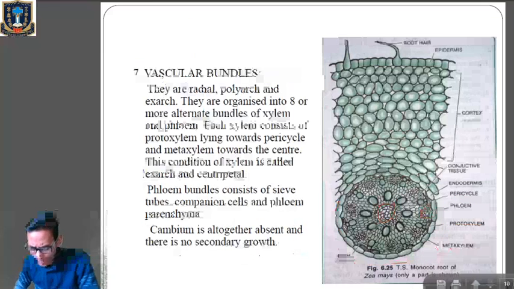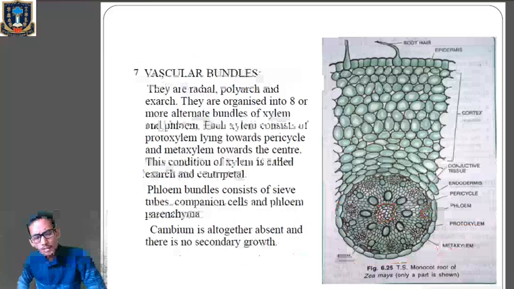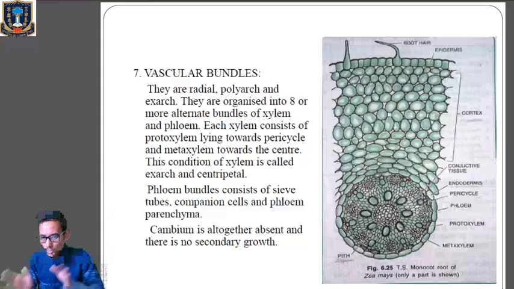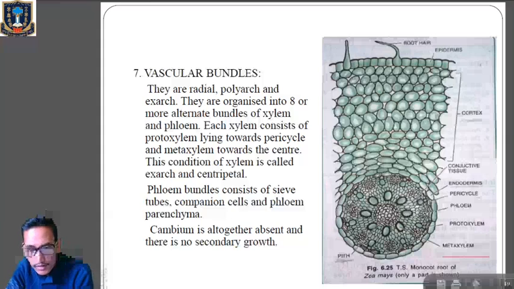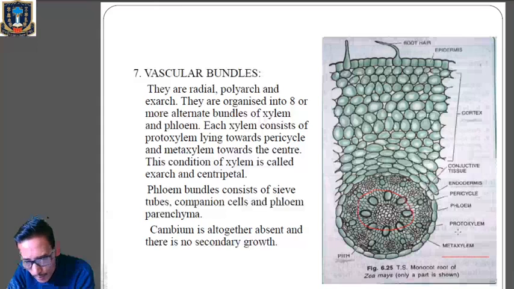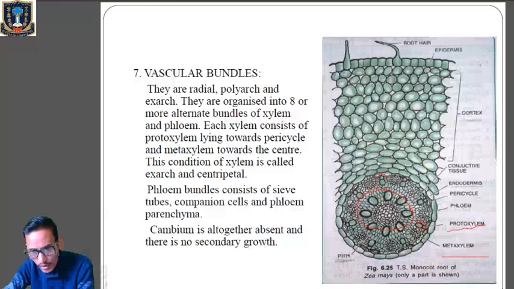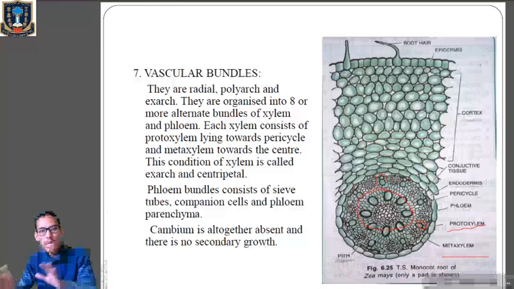Okay, the next one is vascular bundles which are radial, polyarch and exarch, where we will see the presence of protoxylem towards the periphery and metaxylem towards the center. So here you can see the metaxylem lies towards the center. Okay, but the protoxylem is located towards the periphery. It is close to the pericycle, or we can say the endodermis. So pericycle is located at the periphery and the center is inner. So this type of arrangement is called exarch.